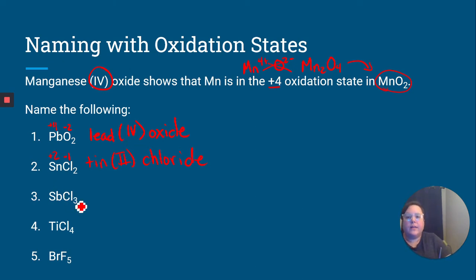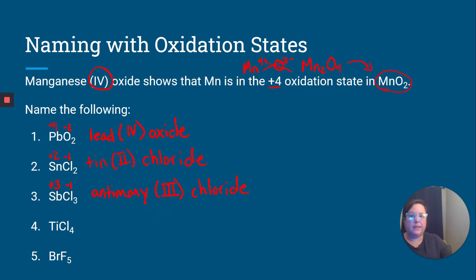For number 3, chlorine is the most electronegative, so we're going to give it its charge for the oxidation number. There's 3 of those, so that's a total of -3, so the antimony has to be +3. So this is antimony(III) chloride.